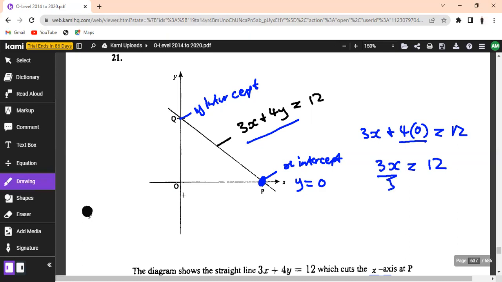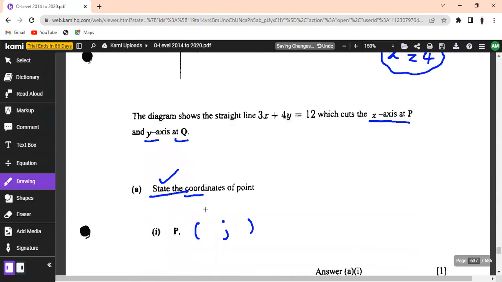So you can divide by 3 on both sides. So 3 and 3 can cancel, which means our x is going to be 12 divided by 3, which is 4. So at this point here, our x is 4, but we need the coordinates of P. So as a point, remember your point is made up of x and y here. So your x is 4 and your y is 0.